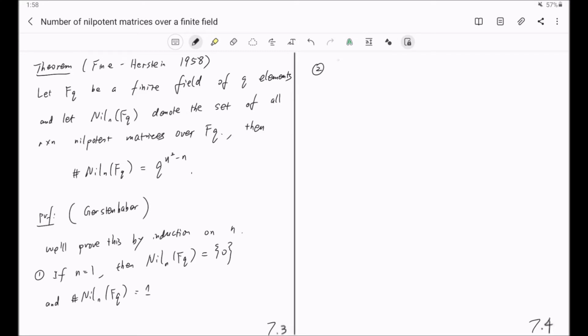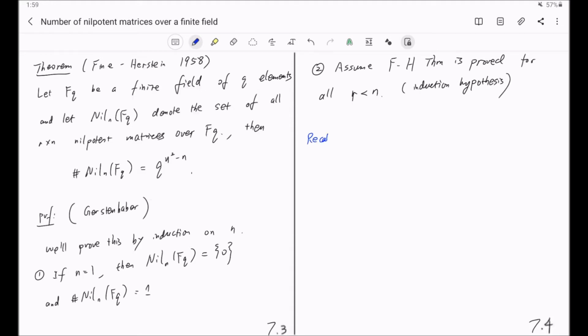And now assume for the induction hypothesis that Fine-Herstein's theorem is proved for all integers r less than n. So this is our induction hypothesis.